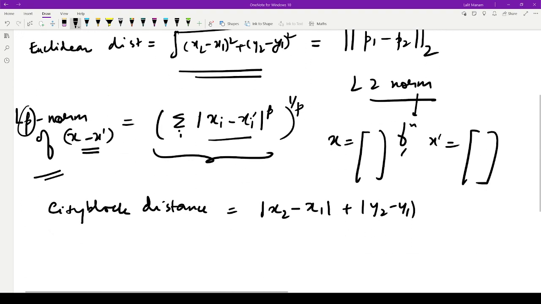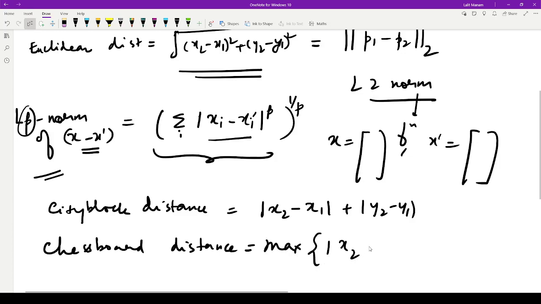Okay, so the third one is chessboard. Chessboard doesn't really fit into this definition, but what is chessboard distance? Sir, max of mod of i minus k, comma, mod of j minus l. Given these specific notations, is this right? Yes, sir. So we are checking the absolute difference for each coordinate, and then taking the maximum of it.